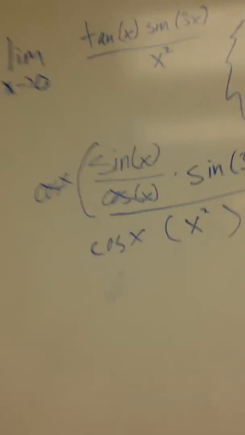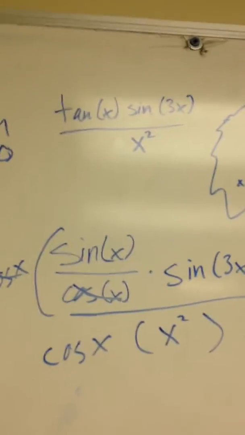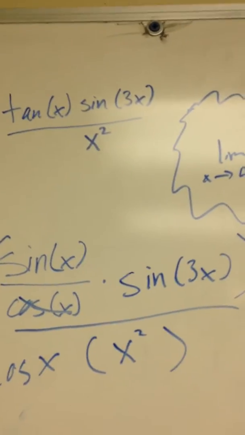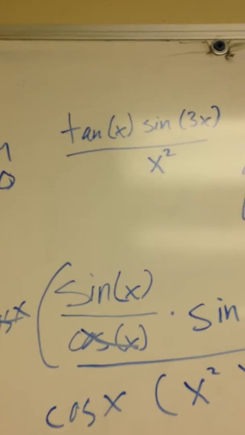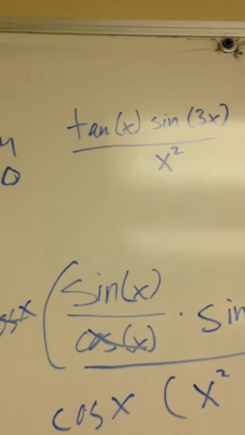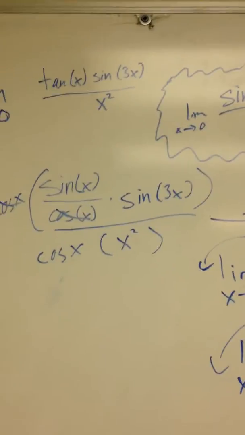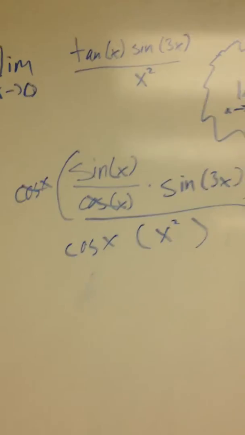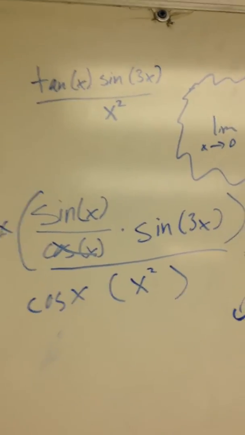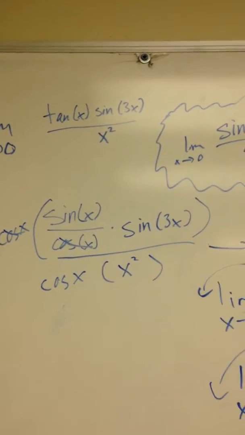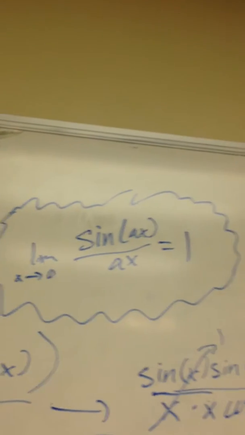Alright, so the last problem is the limit as x approaches 0 of tangent x sine 3x over x squared. And so the approach here is, I was always taught, when in doubt, change to sine and cosine. So my first step right here is to change that tangent to sine over cosine because that's the definition. And then you keep the rest the same. And now from there, everything's going to be working towards building on this formula right here.